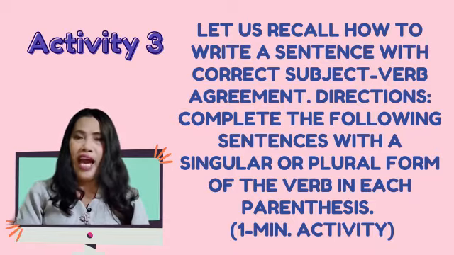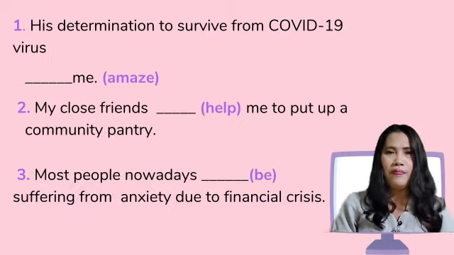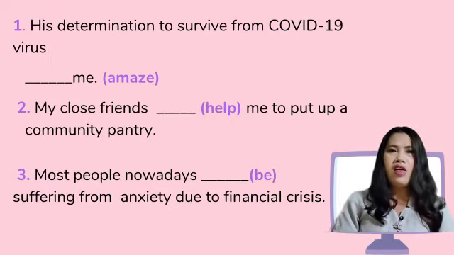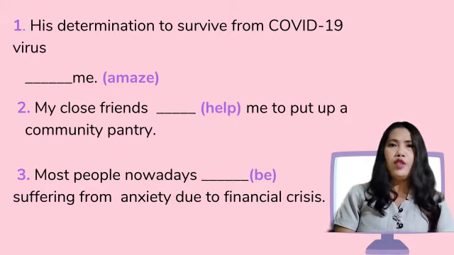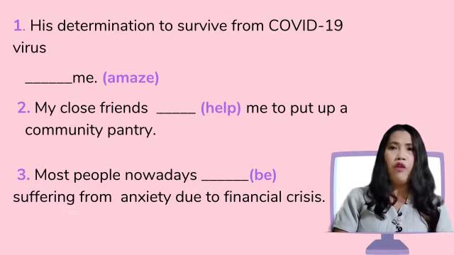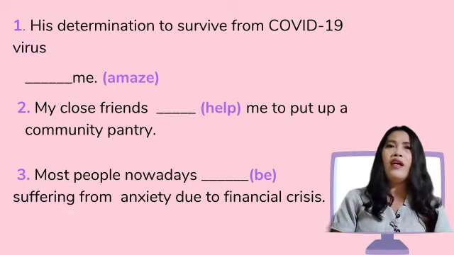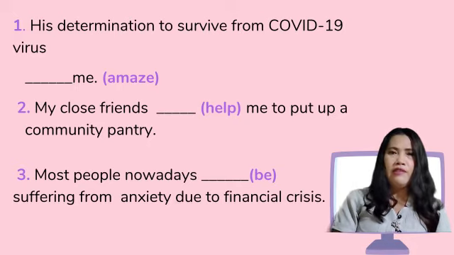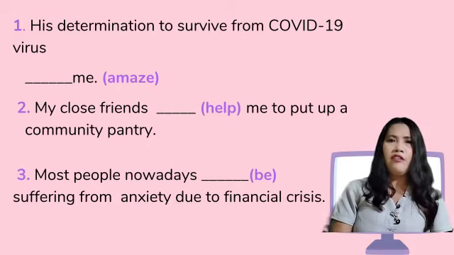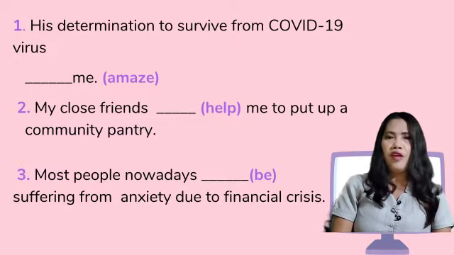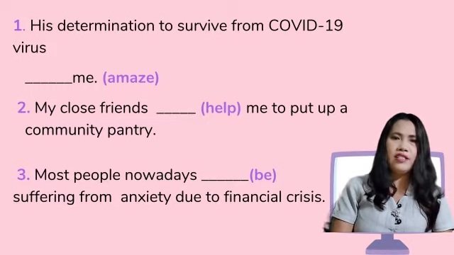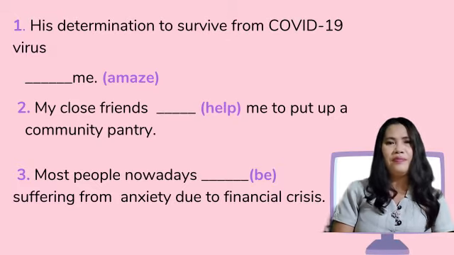So we have 3 items for this activity. For number 1, the verb or the guide inside the parenthesis is the word amaze. So the sentence goes this one. His determination to survive from COVID-19 virus blank me. So what do you think is the correct form of the verb that you can write here? So you have here the guide, which is a verb amaze.